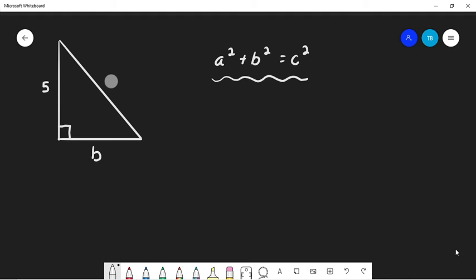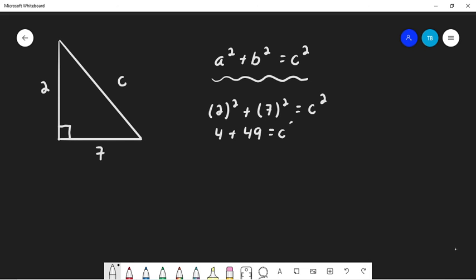Forgot to erase these over here as well. Okay. All right, now let's say we know both of the leg lengths. We'll say that they are, let's just say 2 and 7, and then we will solve here. Okay, so we'll say that the 2 is our A term, so we'll say 2 squared plus 7 is our B term, so that's 7 squared equals C squared. So C would be the unknown, the hypotenuse here. Okay, then we evaluate. 2 squared is equal to 4 plus 7 squared is equal to 49 equals C squared.